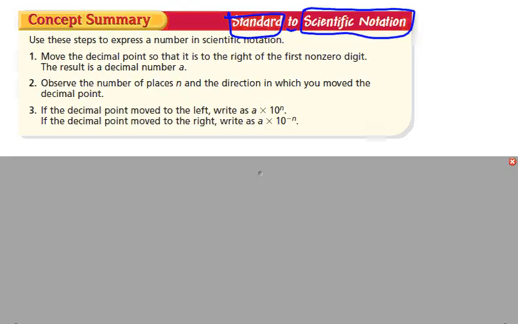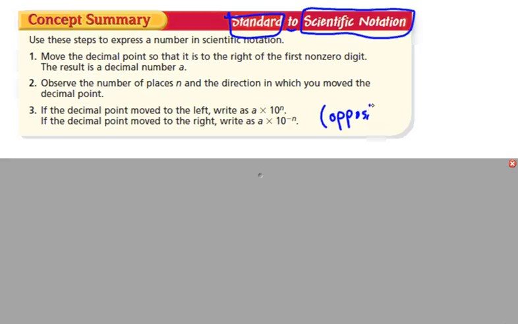So it says move the decimal point so that it is to the right of the first non-zero digit. That will be the A. That'll be the first part. Number 2 said observe the number of places and the direction in which you move the decimal places. And then finally, if the decimal place moved to the left, it's going to be a positive exponent. And if it moved to the right, it's going to be a negative exponent for the power of 10. That's backwards from what we did before because we are going the opposite. So it's the opposite of what we did before. Meaning since we're going now from standard to scientific, we do the opposite.